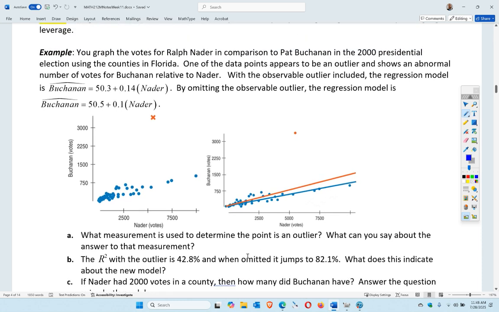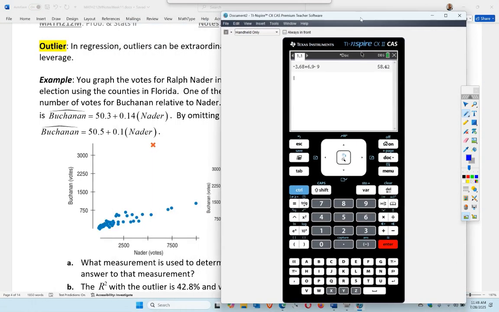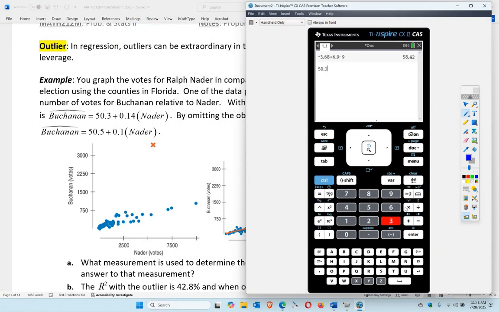Okay. So let's try. Let's put in the 2,000. So we'll go to here. So 50.3 plus 0.14 times 2,000 and 50.5 times 0.1 times 2,000. Okay. Did I do that right? No, I didn't do that right. 50.5 plus, I don't know why that did multiply, times 2,000. Okay, so you have 330 versus 250.